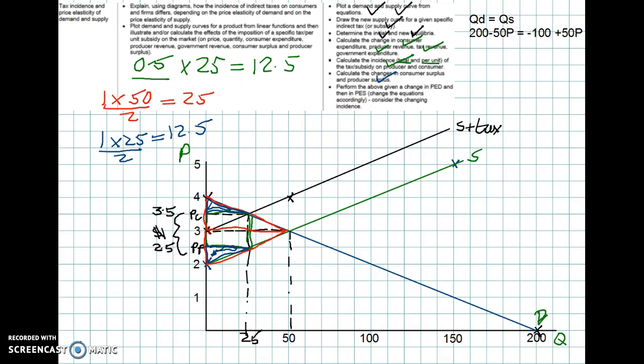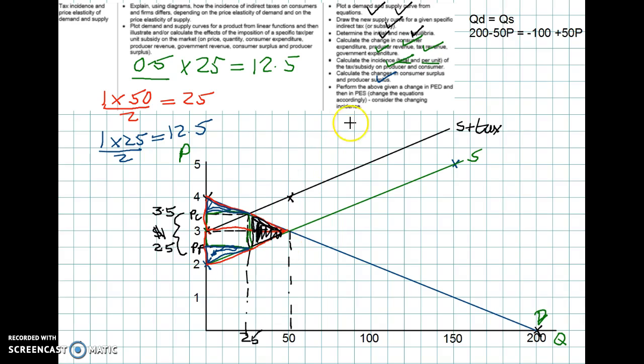What you might also be asked to do, which I won't go over here, is work out the deadweight loss. So this triangle here. Again, that's just going to be 1, the height, times 25, because that's the difference between here and here, divided by 2. So that's going to be 12.5 as well. So nice and straightforward.